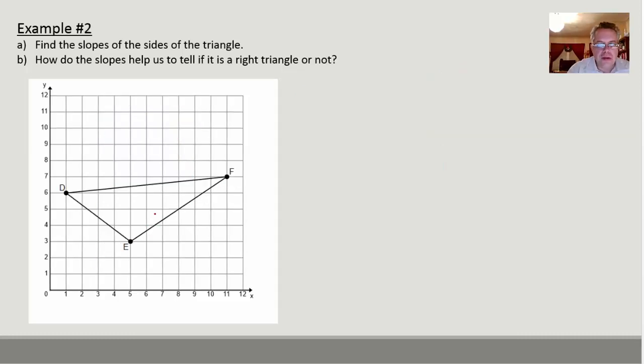Okay, let's try another one. This one clearly isn't a right triangle. The last one was close, in fact, had me really wondering. Let's do this one though, just to check. So let's find the slopes.